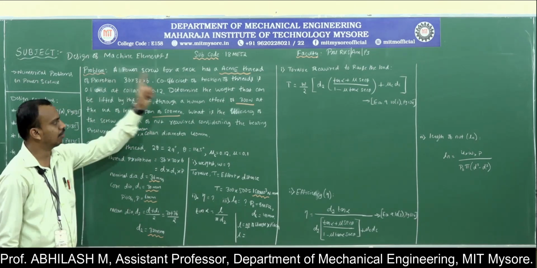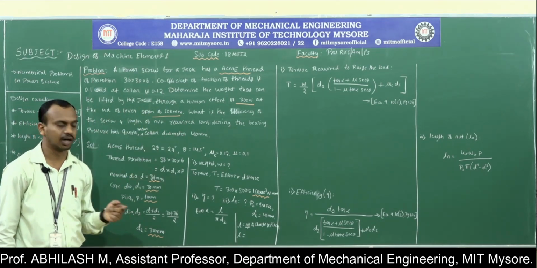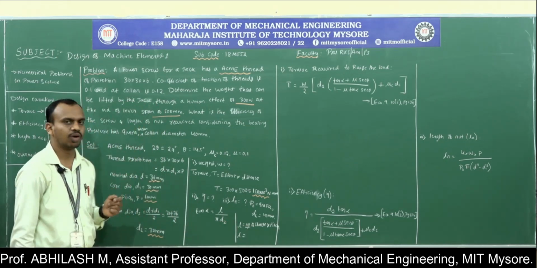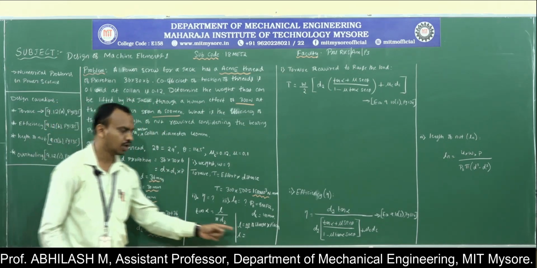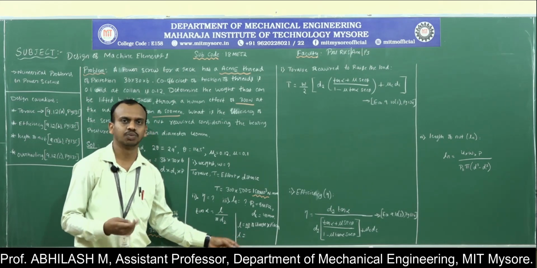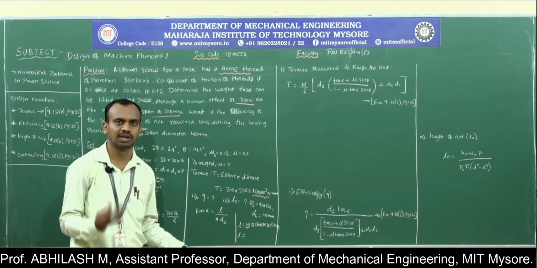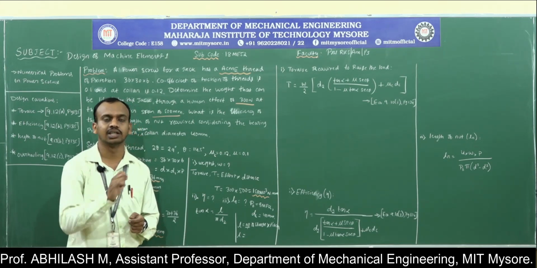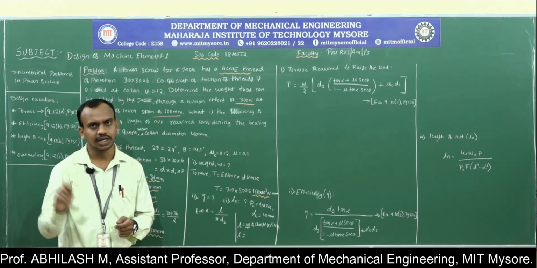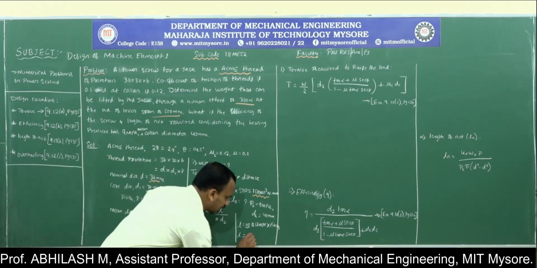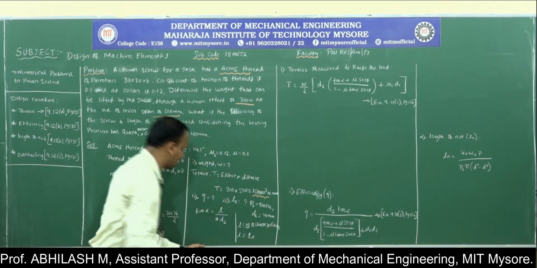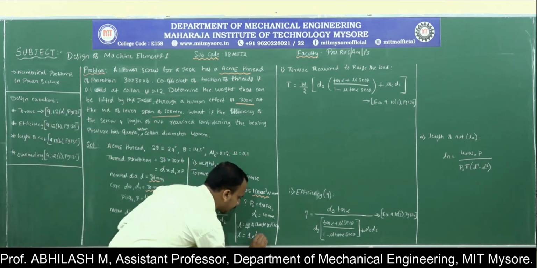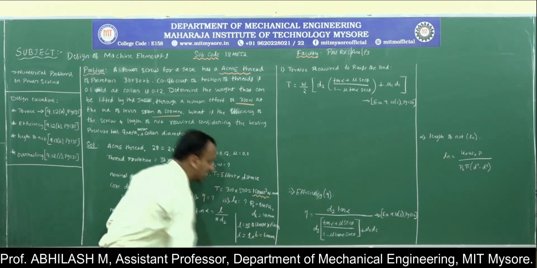In the entire problem, have they specified the type of the threads or the number of starts? No, they have not mentioned. So what can we do? We will assume it as 1. It is left to your choice. You can assume it as a double start or triple start. If you are assuming double or triple, please mention that it has been assumed as double or triple start. Here we are assuming the number of starts to be 1, and the pitch value is 6 millimeter. So the lead is 6 millimeter.